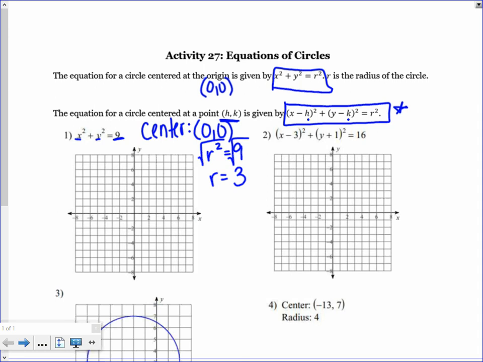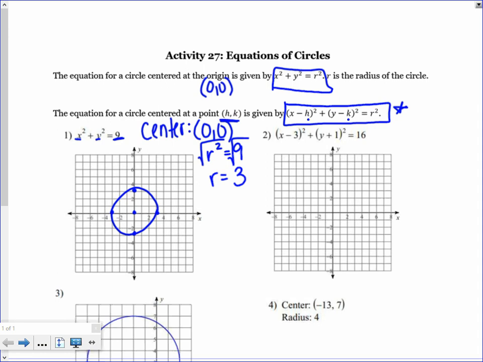To graph it, you're going to go on your graph and put a dot at the center. So we're going to put a dot at (0, 0) at the origin. And then you're going to go left and right 3 and up and down 3. And then you're going to draw a beautiful little circle like such. It's not going to be perfect. It might look like an Easter egg. It might look like a football. Just don't make it a square or a diamond. Make it somewhat circular at least.